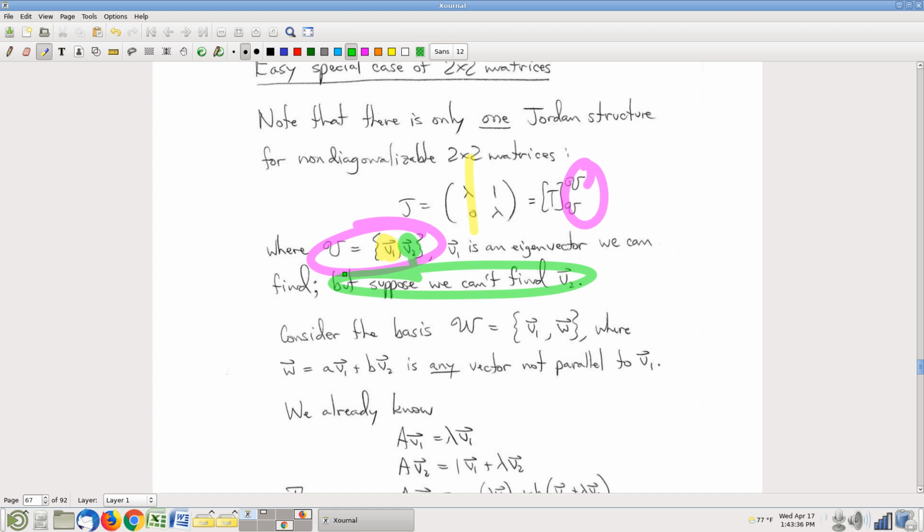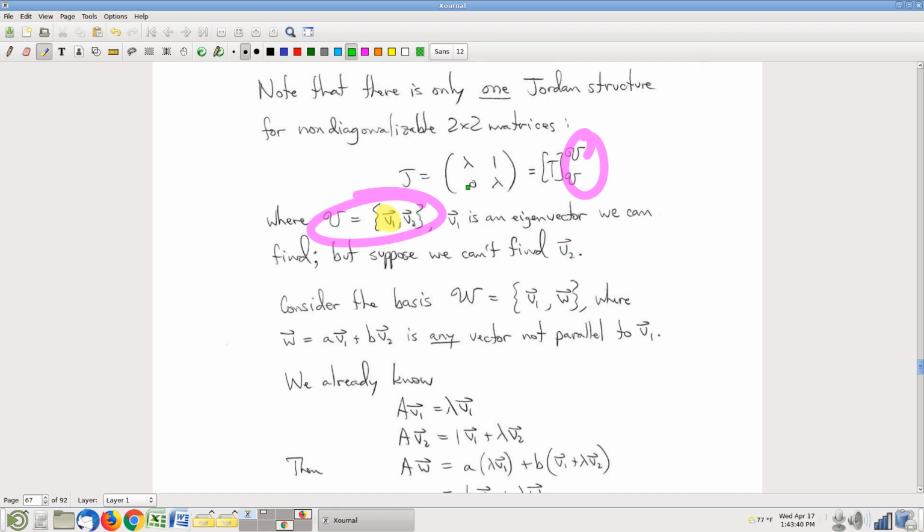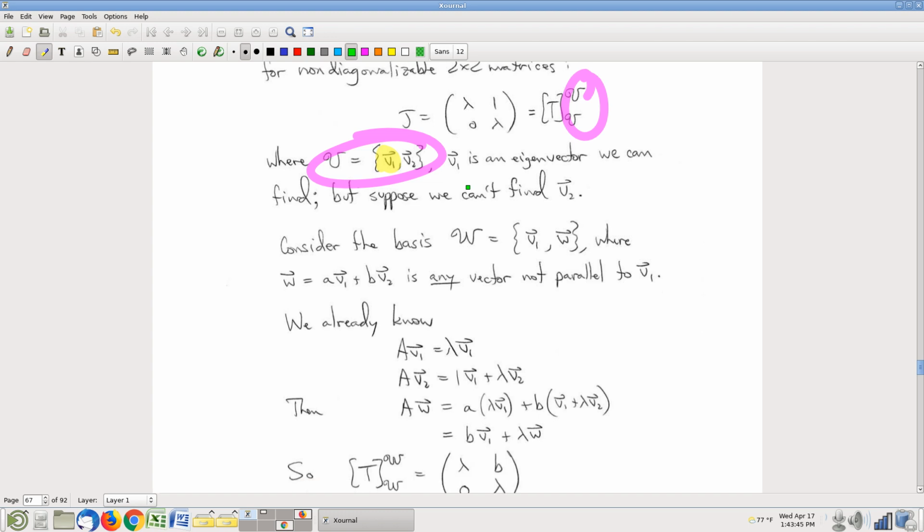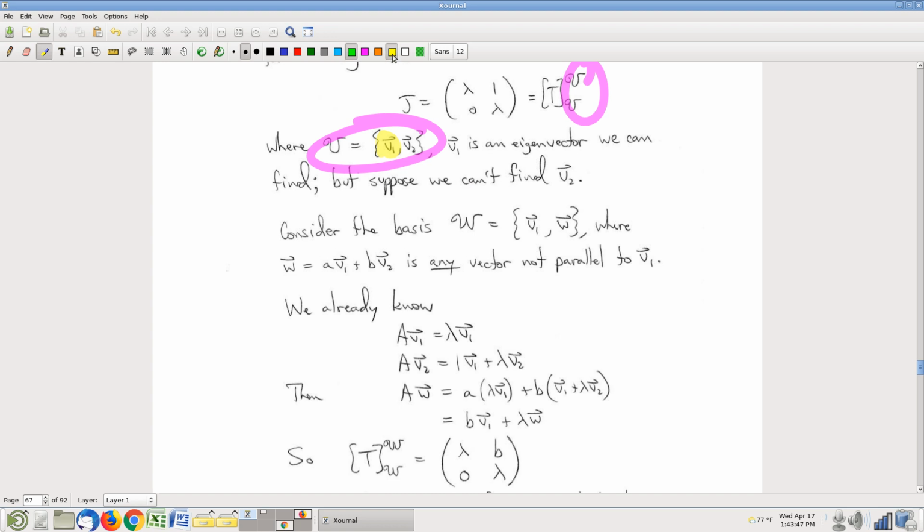So what do you do about that? Well, the assertion that I made is that you take that one eigenvector that you can find, because that's Chapter 5, you know how to find eigenvectors. Take that one eigenvector and use that. And this second Jordan basis vector that you can't find, don't worry about it. Just forget about it entirely. Just pick any other vector that makes a basis, so anything that's not a multiple of V1. Any other vector, and you're good.